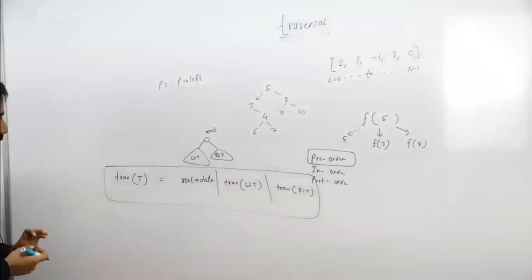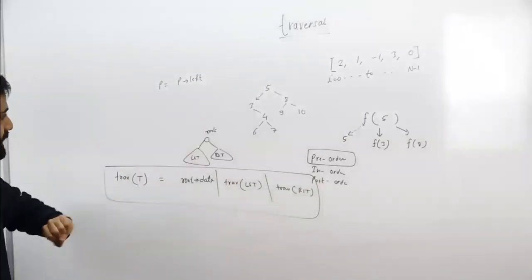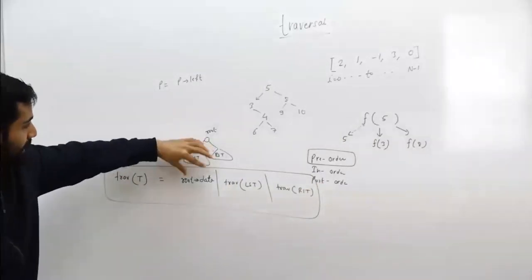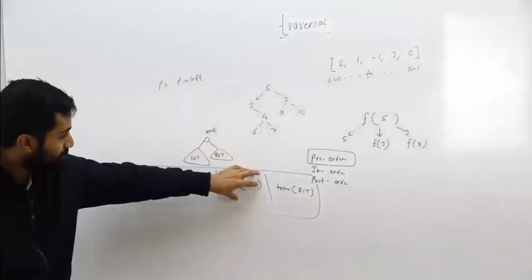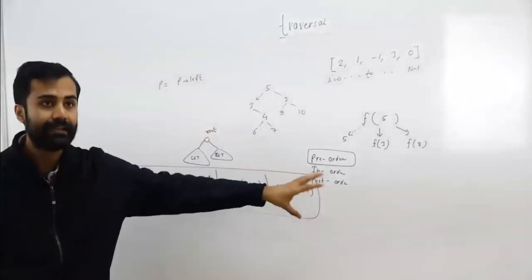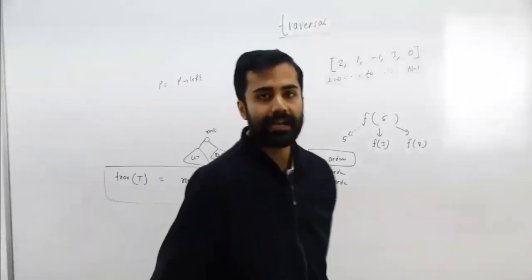According to pre-order, if you have to traverse the entire tree, then you first print the root, and then you print the entire left subtree, and then only you print the entire right subtree. This is all that it says.